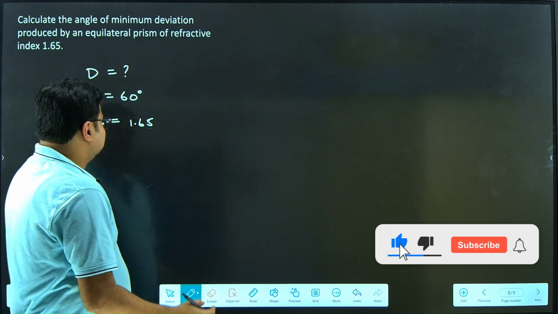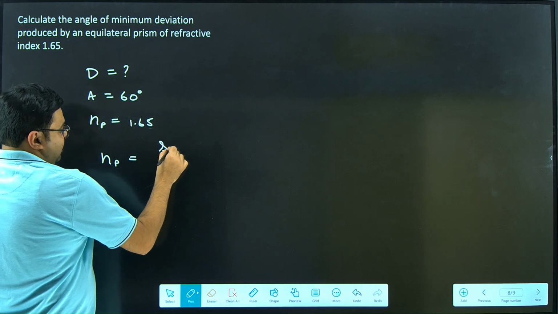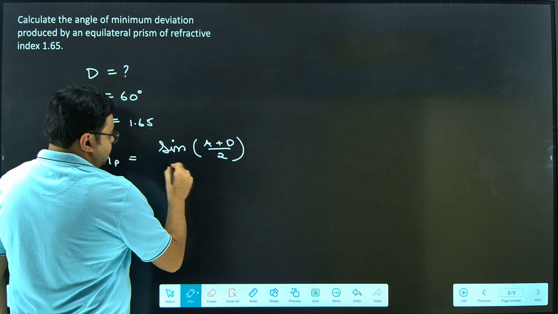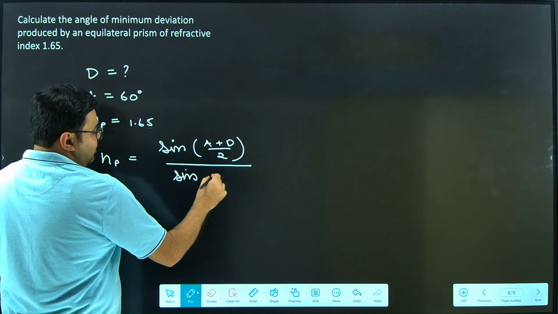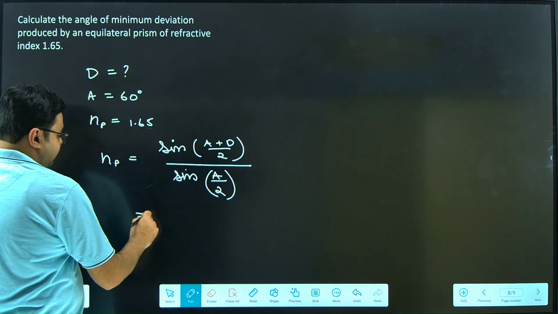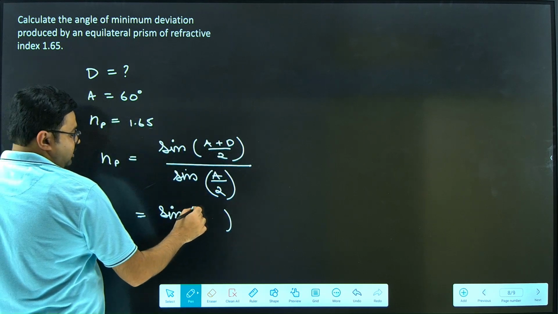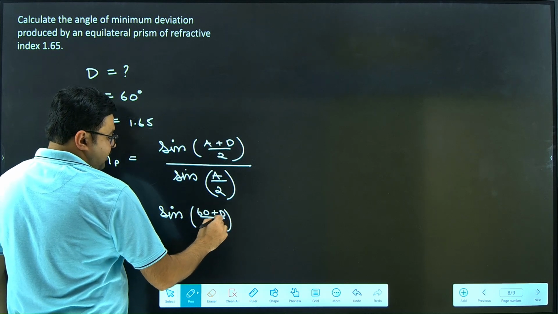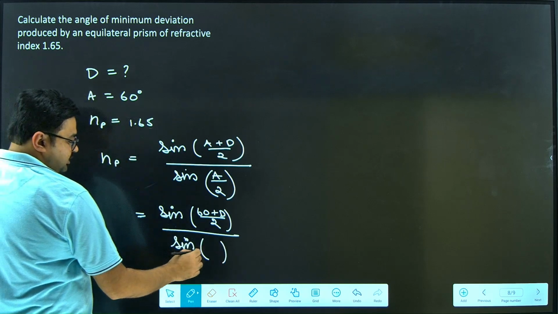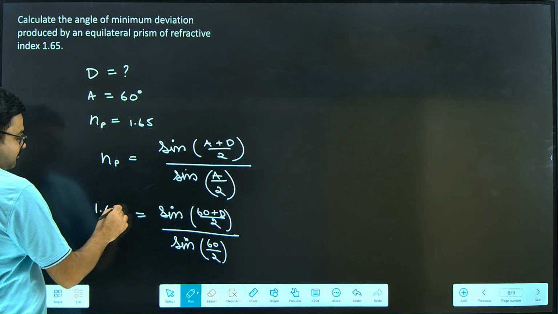We need to find the angle of minimum deviation. Such a direct question. Let's try to substitute and get the answer. The refractive index of the prism, my dear friends, is given by the ratio of sine of (A plus D) divided by 2, the whole thing divided by sine of A by 2. That's how you calculate the refractive index of the prism. Let's substitute. We have sine of (A plus D), which is (60 plus D) divided by 2, divided by sine of A by 2. A is 60 degree, divided by 2. The refractive index of the prism is 1.65.